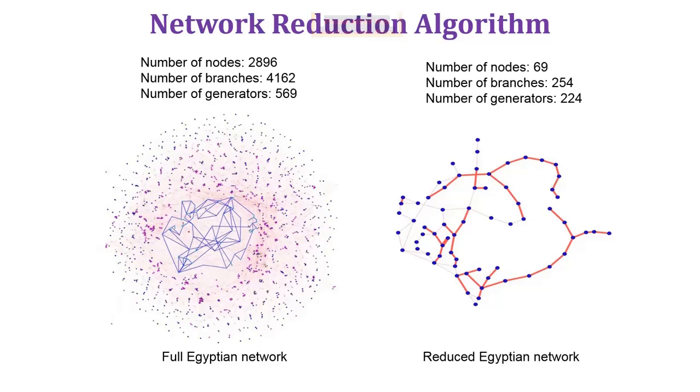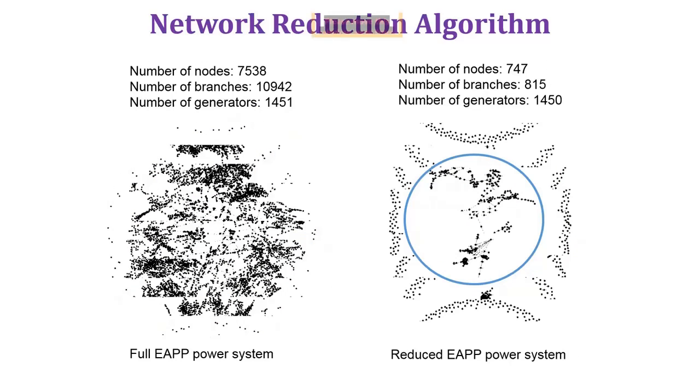So we did the same with the whole EAPP. Basically, in the whole EAPP, you can see on the left side, again, that the whole network is about 7,500 nodes, about 10,000 branches, and 1,400 generators. That's a massive network. Obviously, any solver can have difficulties solving this kind of network because it's really big.